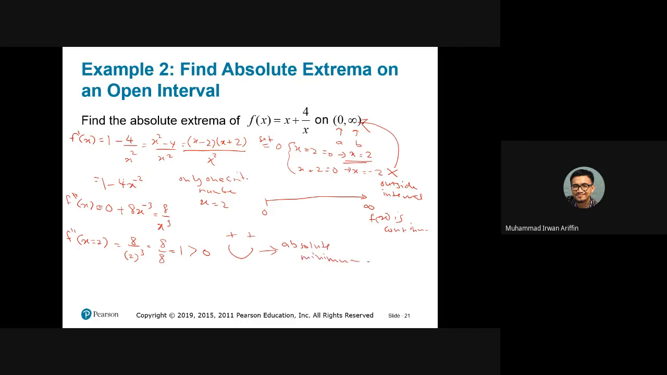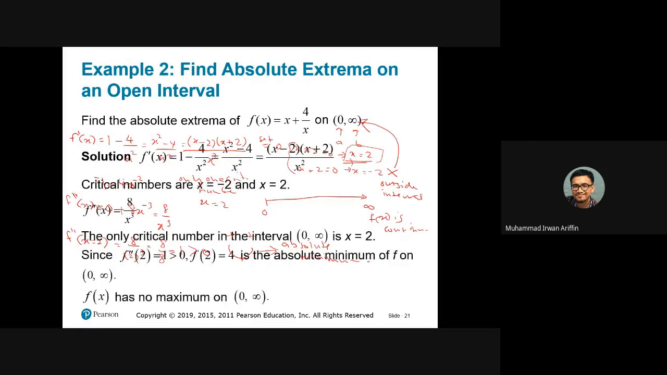Is there any absolute maximum? No, there is no absolute maximum because there is only one critical point. And this critical point at x equals 2, we have already established that it is a minimum. Since there is only one critical number, we also know that f of 2 is the lowest point compared to all other f of x, and because of that, this gives us the absolute minimum when we apply theorem 3.